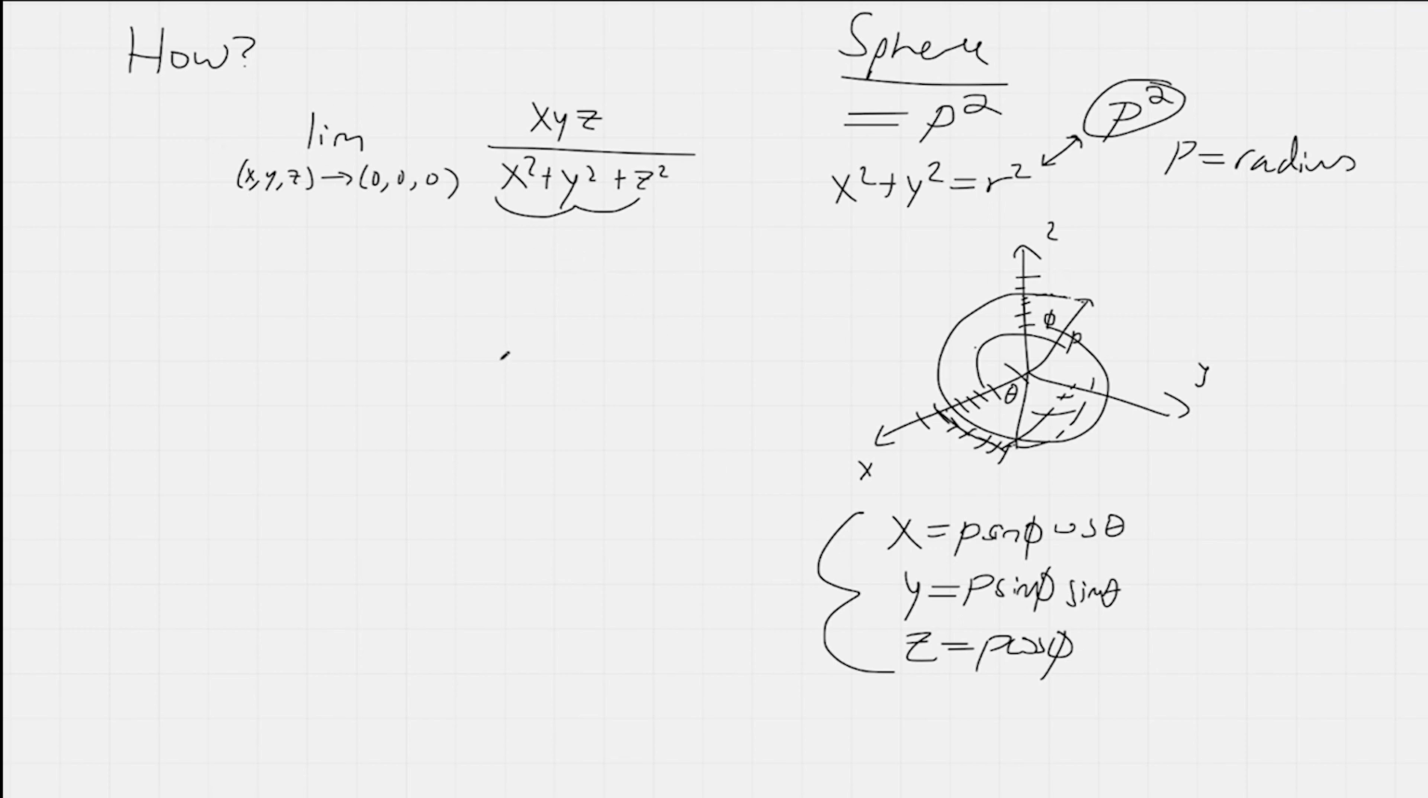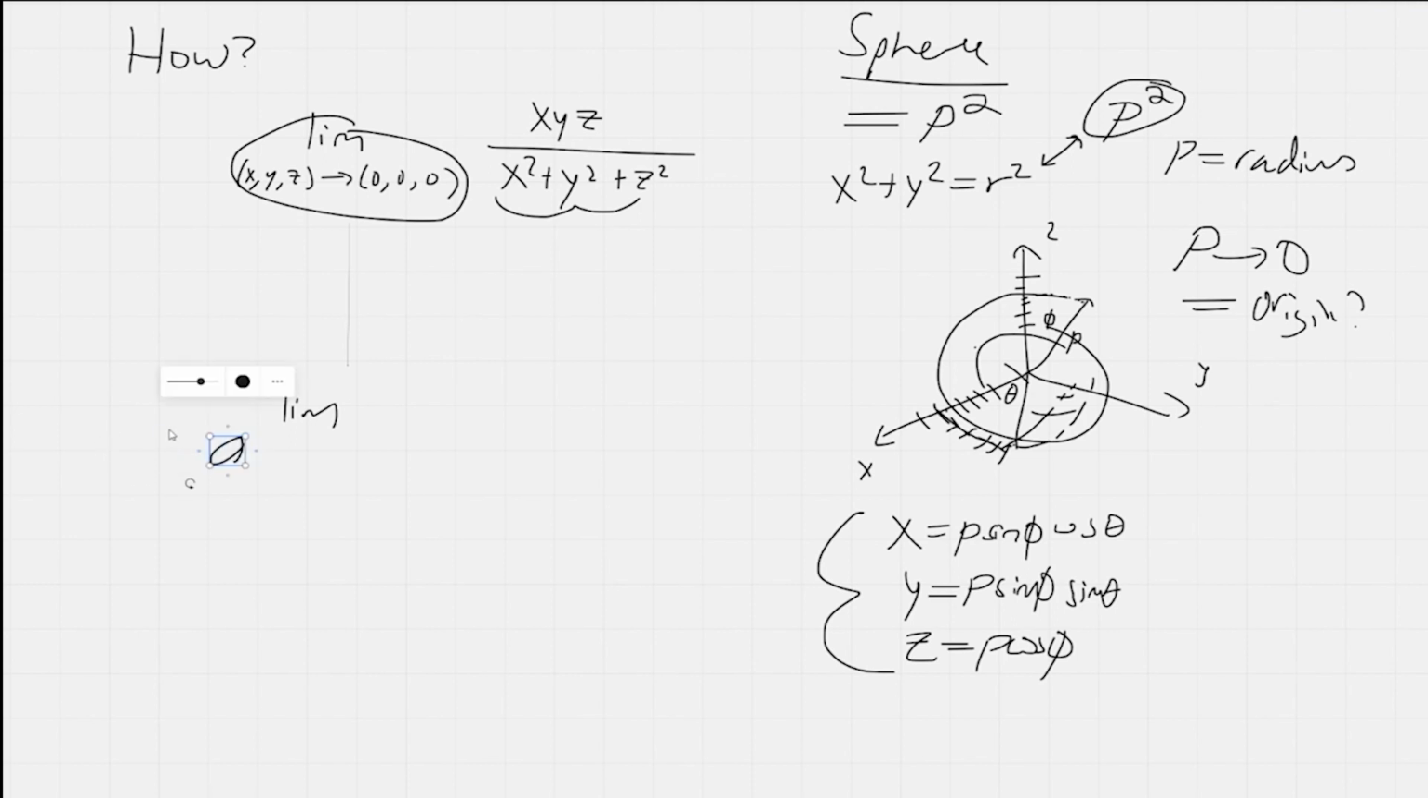Now, before we substitute all these values, we have to change this limit itself. How will we do that? The reason we put in spherical coordinates in the first place is that if rho is approaching 0, this means we straight up approach the origin. So if we say the limit as rho approaches 0, we get the limit as before.